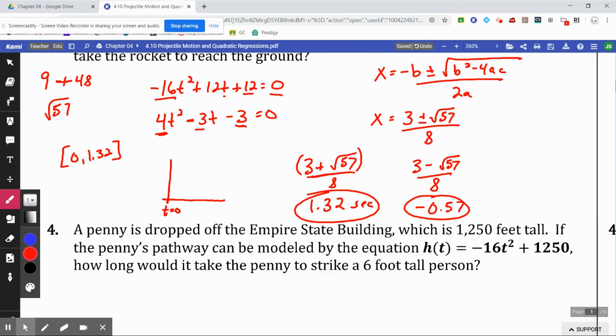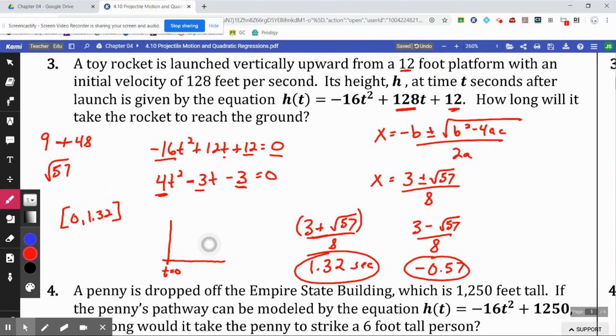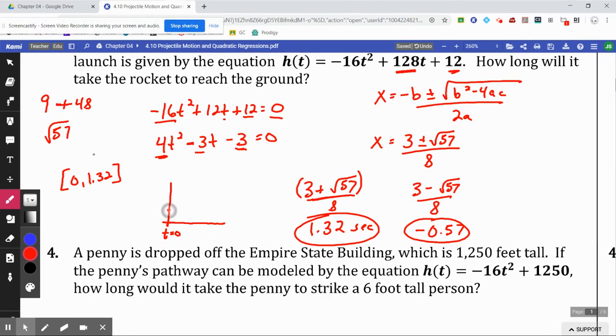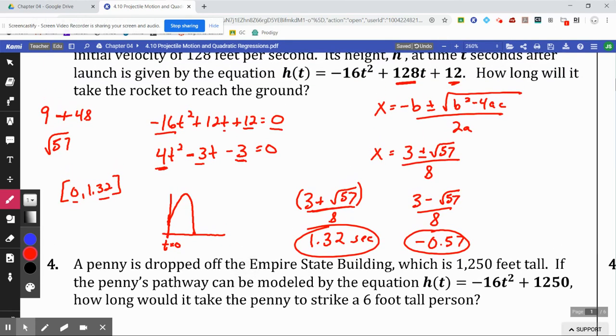And the reason for that, let's see, what are we launching? A toy rocket. We shot it from 12 feet. It went up and it came back down. So if this were a complete parabola, yes, if we were to extend it over, it would cross over here at a negative value, but we're not concerned with this negative time because our time only ranges from 0 to 1.32. So after that 1.32 seconds, that's when it's going to reach the ground. So there is your answer.